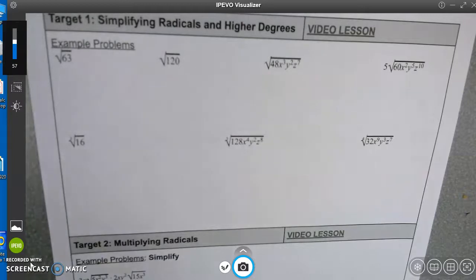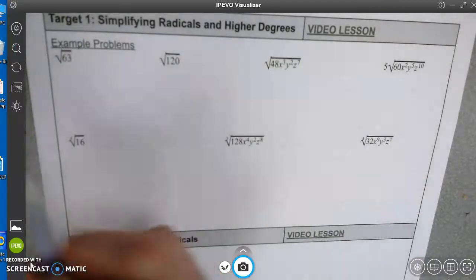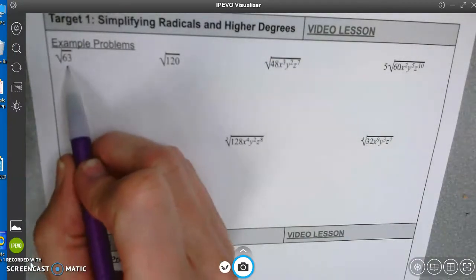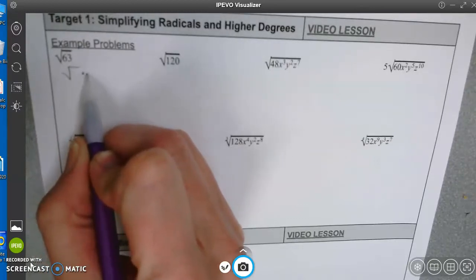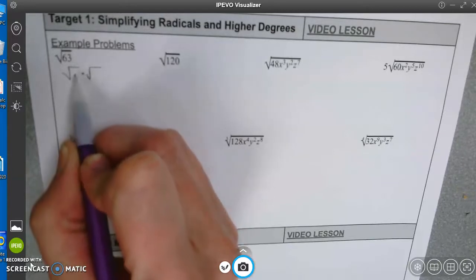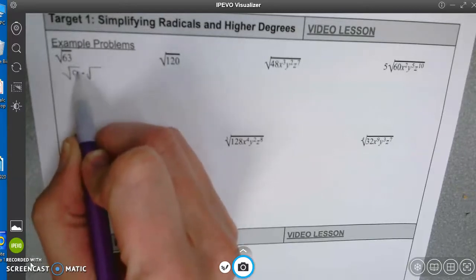So these are the targets we worked on this week, and here are some other examples that I'm going to go through to make sure that you are okay with each target for Unit 5. So as you remember, we're going to take this radical, look at the number underneath, which is the radicand, and we're going to split it up into two factors. And we're going to try to choose one of them.